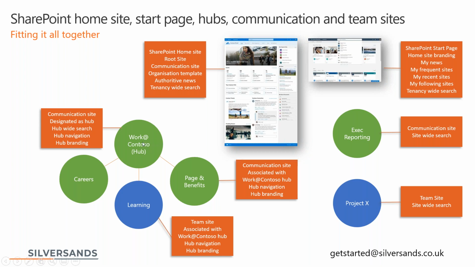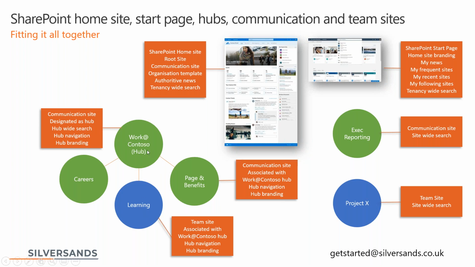So in this scenario, I've created a hub site called Work at Contoso. And what that does is brings together all of the individual communication and team sites that relate to working for an organization. So in this case, I've created a site called Work at Contoso. It's a communication site. It's designated as a hub site because I want it to bring together the content from careers, pages, pay and benefits, I should say, and learning.